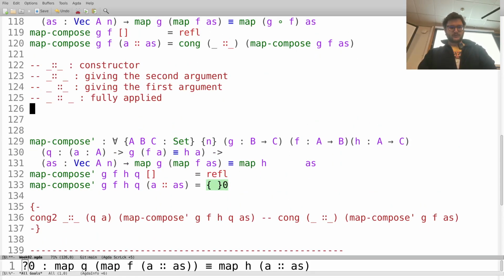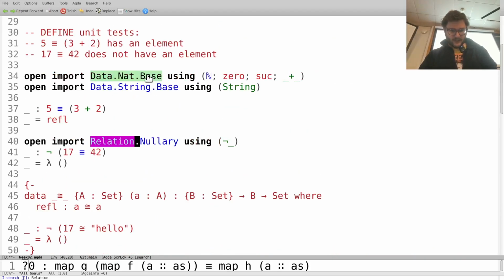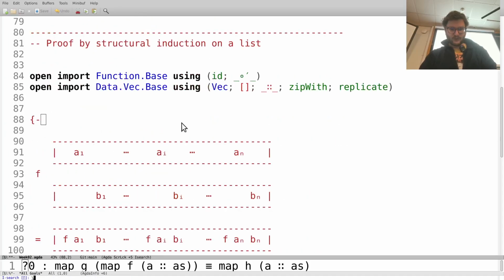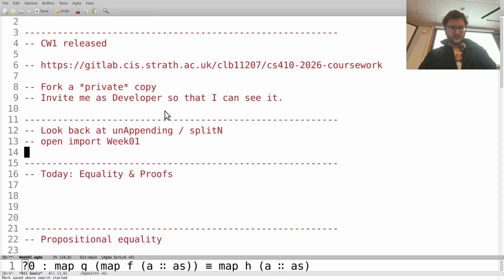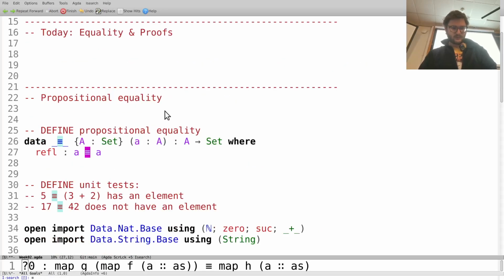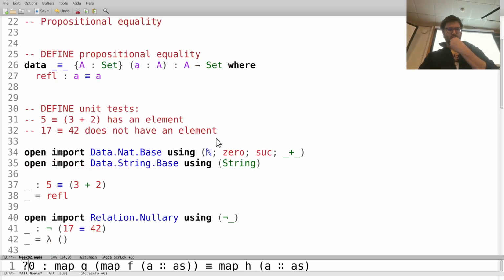So, okay, maybe, where is it? Relation binary. Oh, it's not important. Where do we get equality from? I don't know. Oh, we defined it. From week 1. We defined it in this file. So we've got no library. I see. We have to do it all ourselves. Oh, that's very unfortunate.